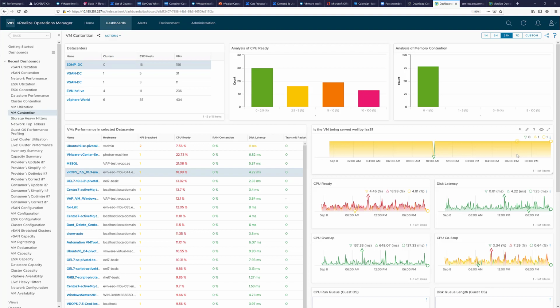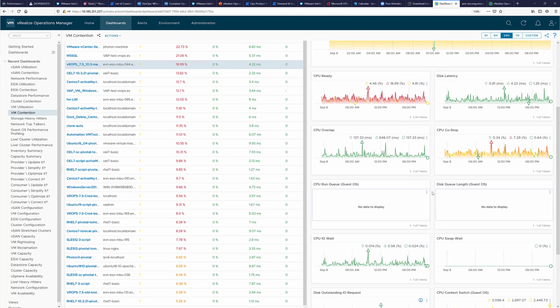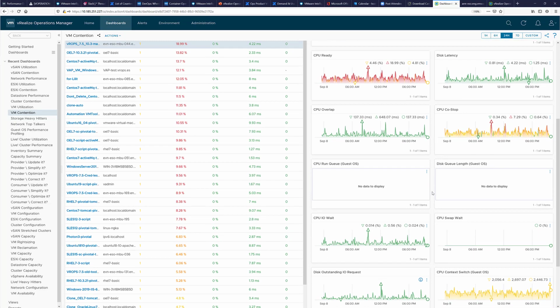Then I can drill down into any of the VMs in the data centers, right? And it will show me whether the VM is being served well, yes or no, by the infrastructure as a service, which is CPU, memory, disk, network. And it will go on and show the various counters, the key performance indicators, counters that can impact the performance of the VM.